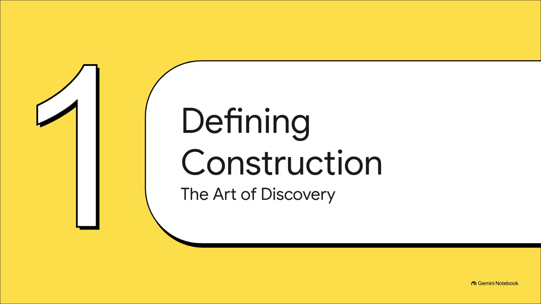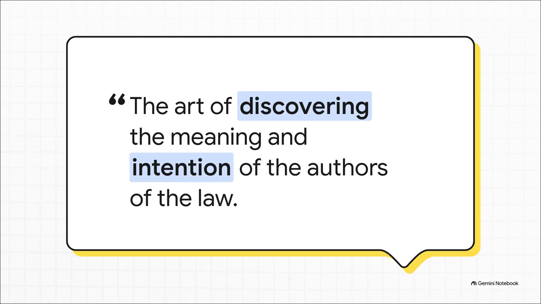Defining statutory construction, the art of discovery. According to Black's Law Dictionary and Justice Martin, statutory construction isn't just about reading words on a page. It's the art or process of discovering and expounding the true intent of the lawmakers when a law's application is doubtful. That phrase right there, intention of the authors, that is literally the beating heart of this entire subject. The court isn't trying to inject its own meaning into the law. It's strictly trying to uncover what the legislature originally meant to achieve.